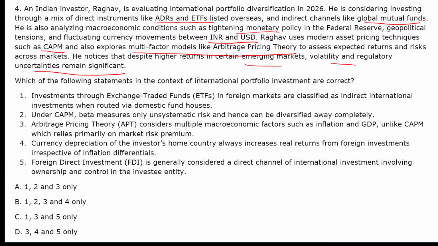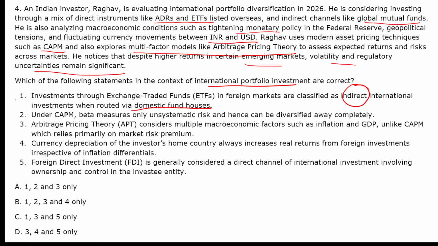Which of the following in the context of international portfolio are correct? Investments through ETFs in foreign markets are classified as indirect international investment when routed via domestic fund houses. So you are making investment via a domestic fund house but trading in ETFs. We all do this, right? Do you think then it will be an indirect mode of investment? Yes.